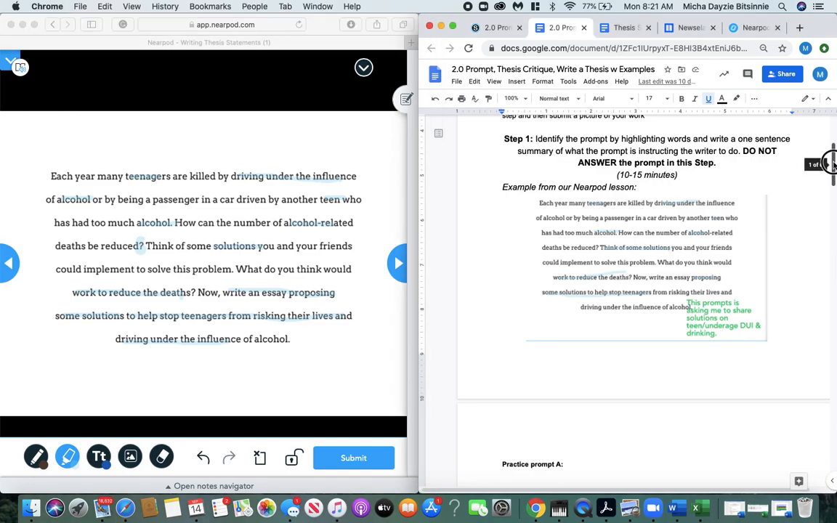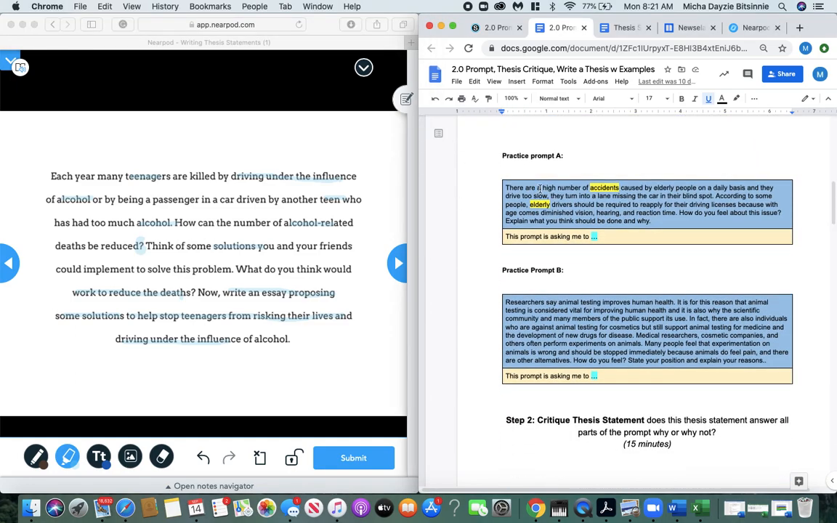So in your homework, you have a prompt here. Now your job is to go through and highlight keywords. There are a number of accidents caused by elderly people on a daily basis, and they drive too slow. They turn into a lane, missing the car in their blind spot. According to some people, elderly drivers should be required to apply for a driver. So what is this prompt asking you to do?